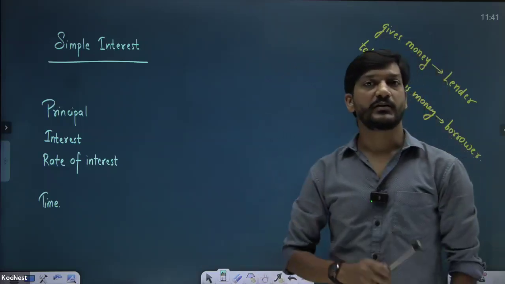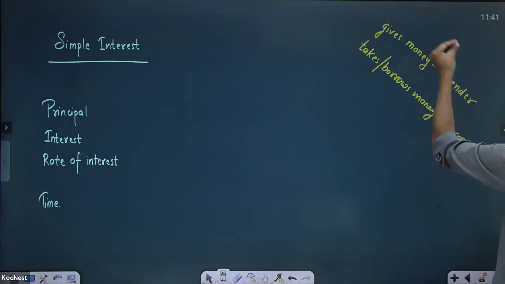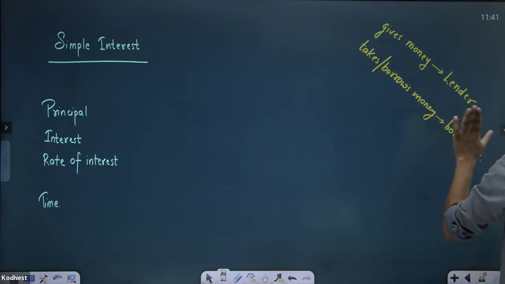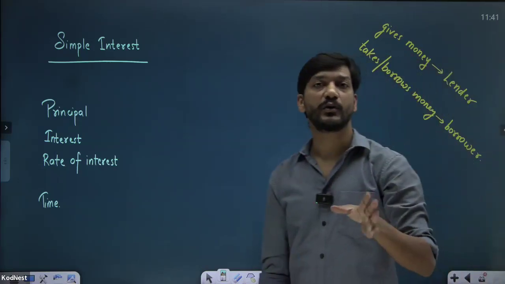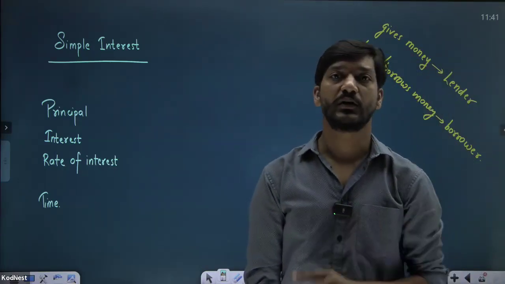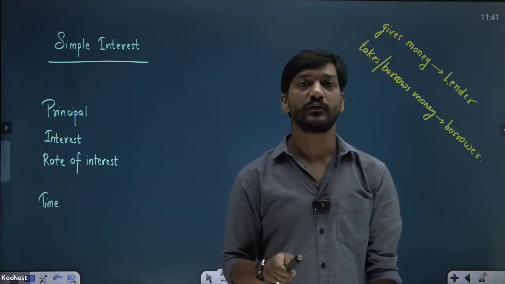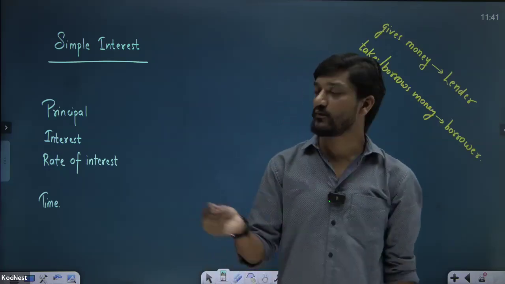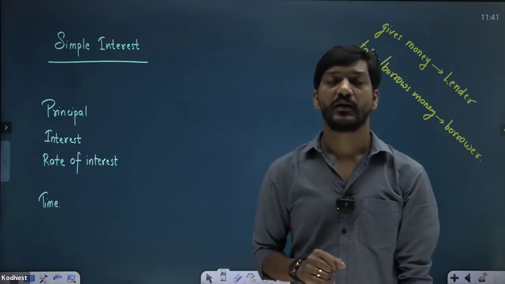Okay. Whatever it is, if suppose it is a lender, so the amount lender gives is the principal. If suppose you are a borrower, so the amount you are borrowing or taking as a loan will be the principal. So starting value, where the exchange starts. If exchange is 1 lakh rupees, 1 lakh is principal. If exchange is 2 lakh rupees, 2 lakh principal.